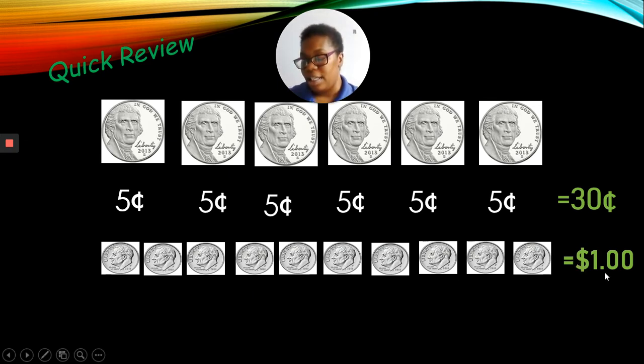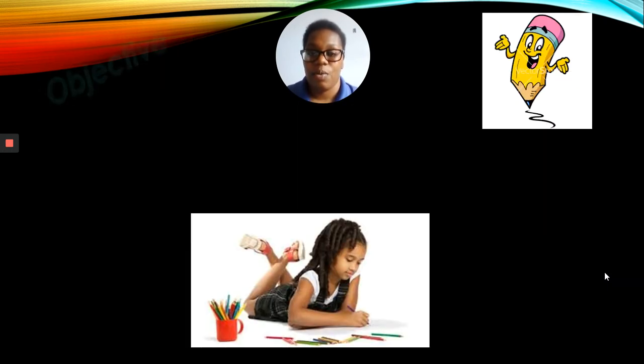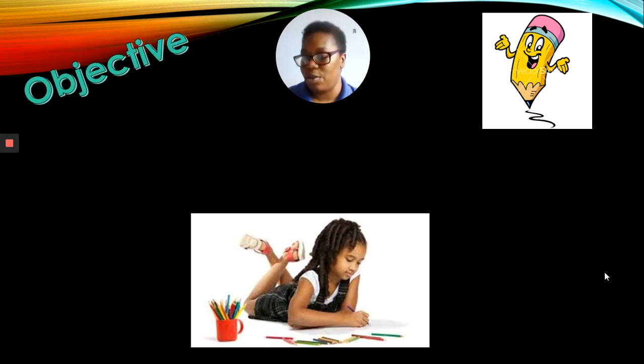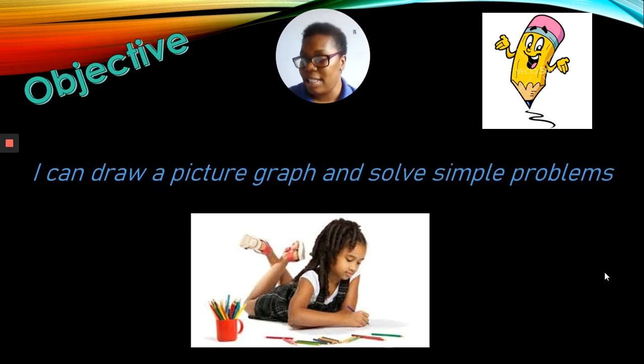Okay. If you got this correct, give yourself a pat on the back. Good job. This also has to do with skip counting. So just remember that too. We went over that a couple of videos ago. Let's move on. So we're going to talk about our objective this week. Our objective is I can draw a picture graph and solve simple problems. Okay? I can draw a picture graph and solve simple problems.